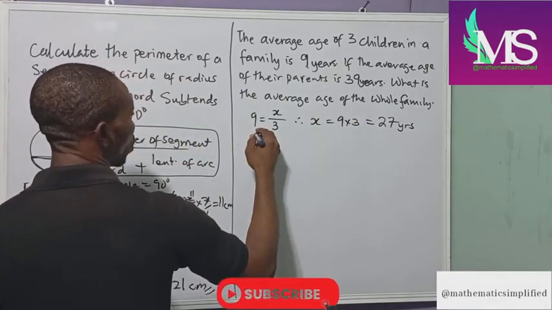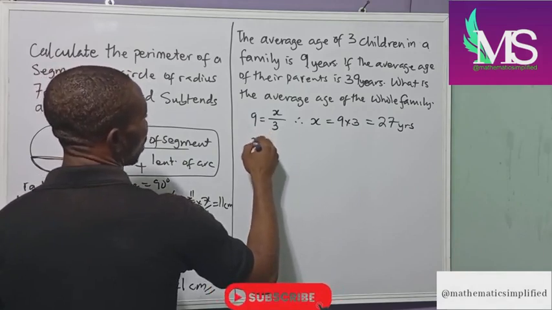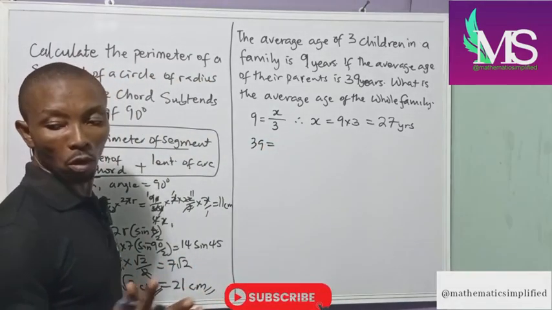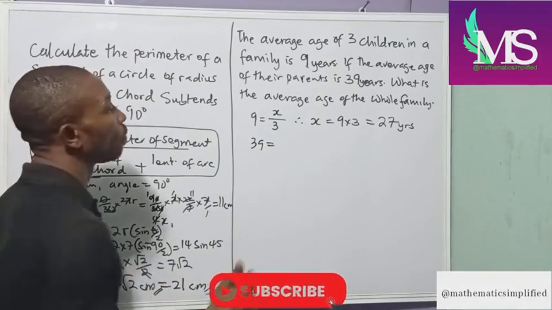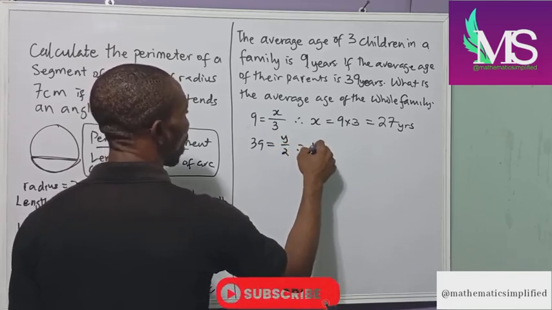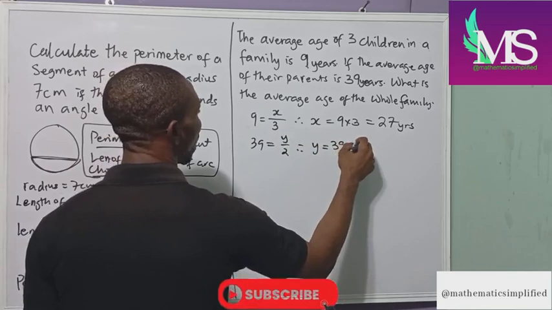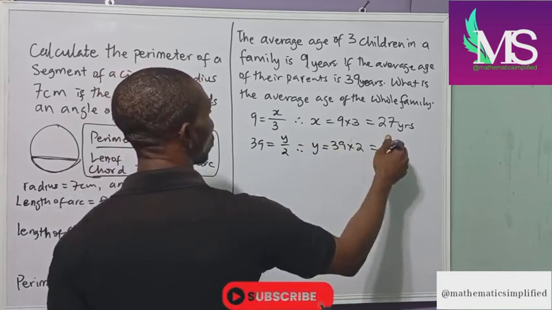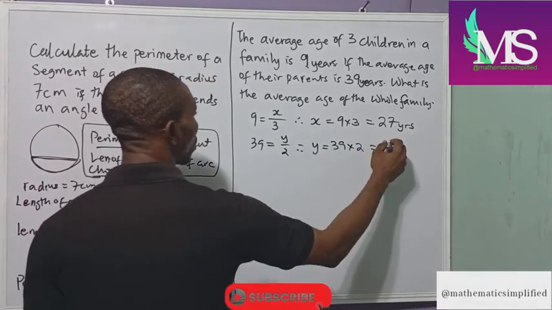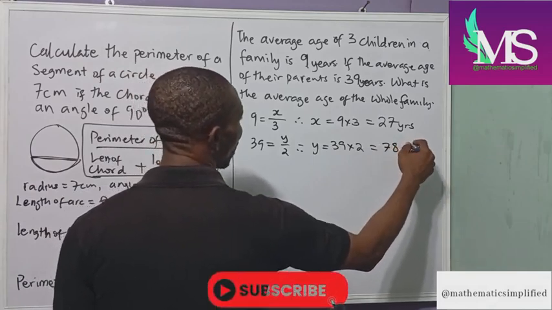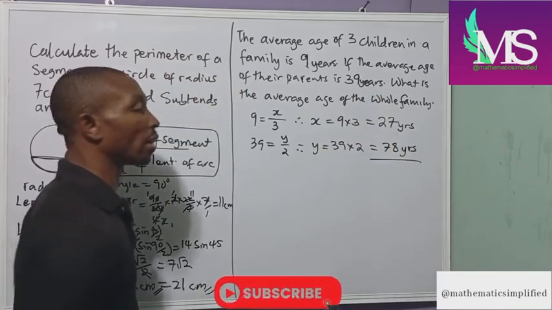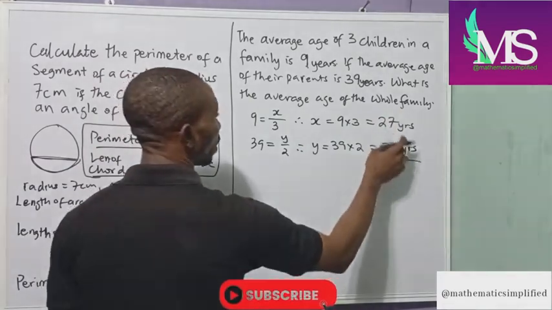And we have the next one. For the parents, we have 39 equals y over 2, remember the parents are just 2. Therefore, y equals 39 times 2, which gives us 78 years. Now, since we are looking for the average age of the entire family, this becomes 78 plus 27.